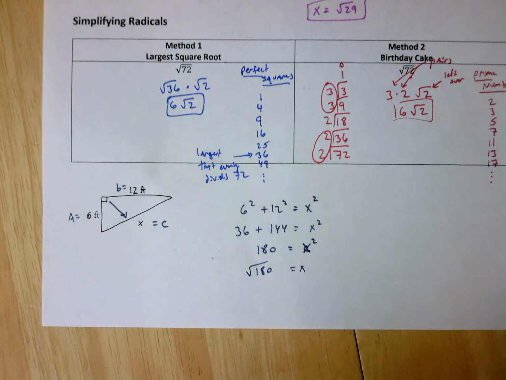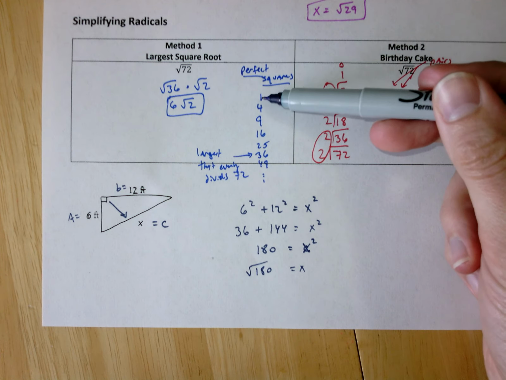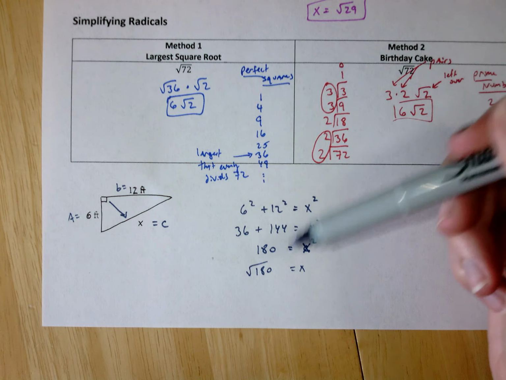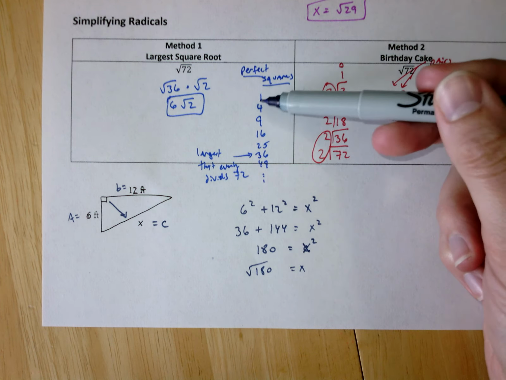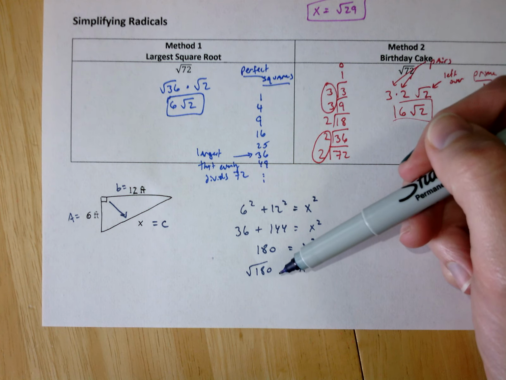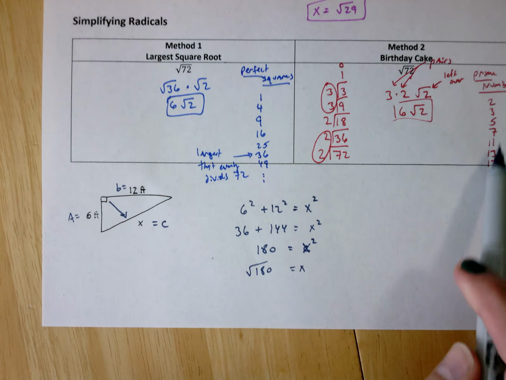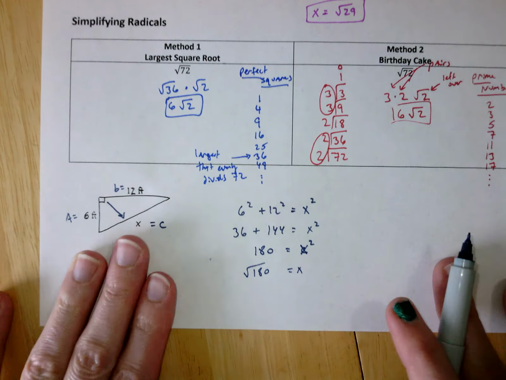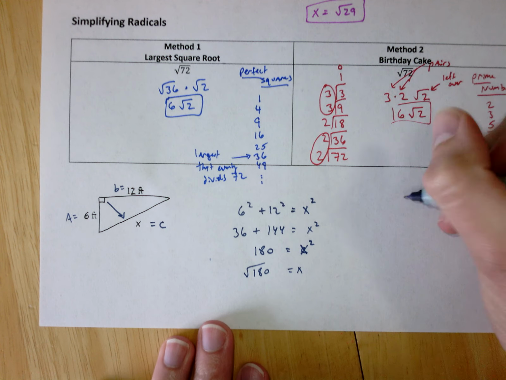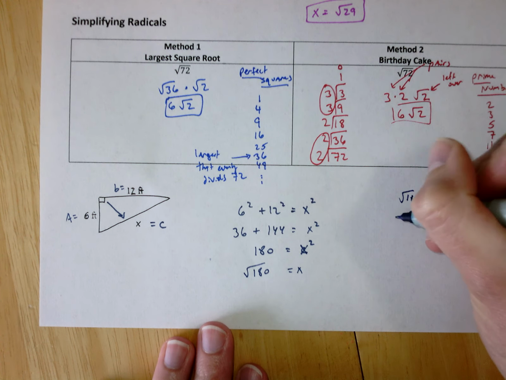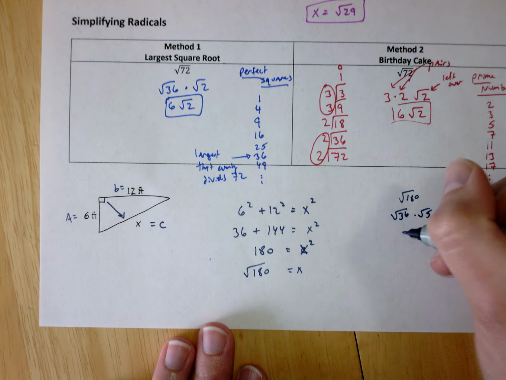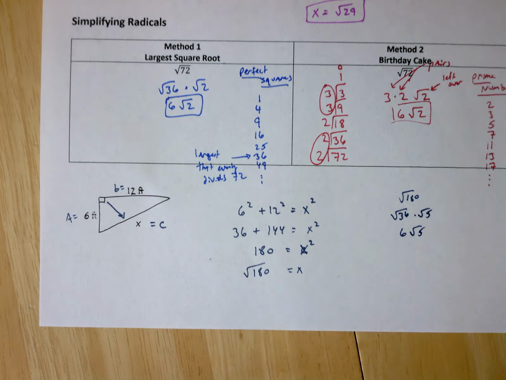Okay, and then I need to simplify that. So 180, I'm either going to find the largest perfect square that evenly goes in, and you can maybe see how, off the top of my head, I don't know which one of these, if any, goes into 180. Okay, but I do know that 2 goes into it. So that's where my birthday cake can potentially be kind of useful. Okay, so that's kind of what you're looking for. So simplifying this, using method 1, you would eventually realize that, oh, 36 goes into 180, and it goes in 5 times. So then the square root of 36 is 6, and that simplifies to 6 root 5.